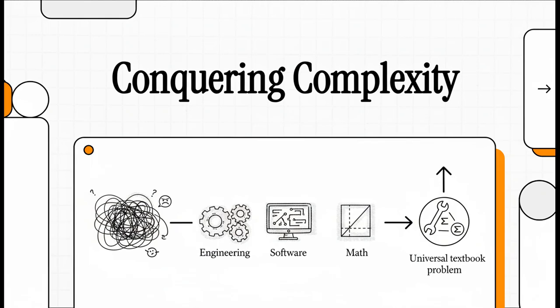Have you ever looked at a problem and just felt completely overwhelmed? Whether it's an engineering diagram, a piece of software, or even a math textbook, some challenges just seem impossibly complex. Well, that's what we're going to tackle today. We're going to unpack a universal toolkit for conquering that complexity by looking at three totally different fields to find one single powerful method. Okay, let's get into it.